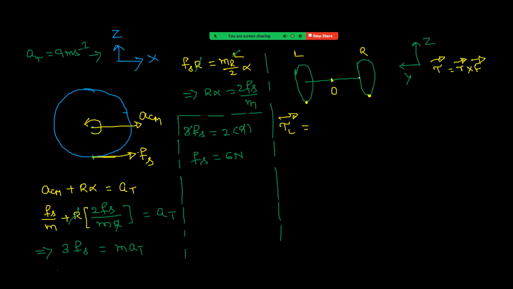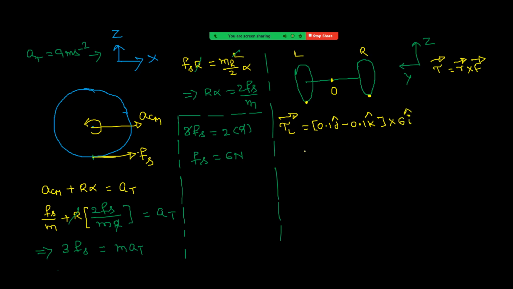So R bar means this total length given 20 centimeter. This is now 10, means 0.1. So 0.1 J cap from here down, okay. That means minus 0.1 K cap. That is now the position vector of the point of application of force. And force is now 6 I cap along positive x-axis. So 6 I cap.